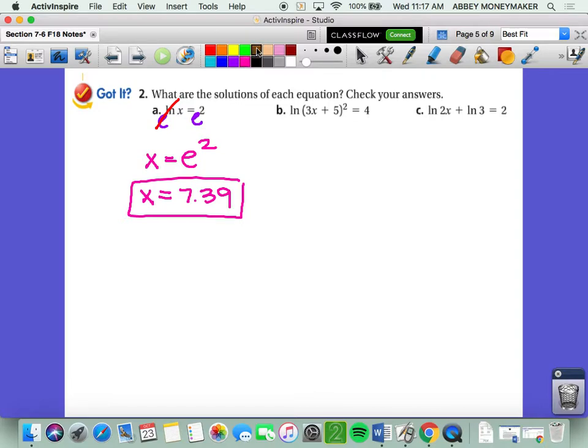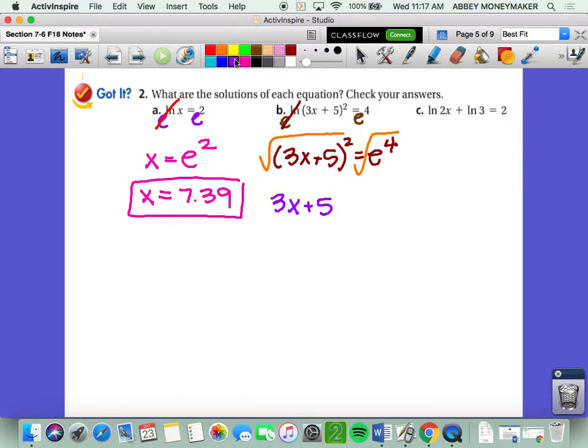Let's look at B. This one's going to get a little weird. Is the natural log by itself? Yep. How do I get rid of it then? E. This is like the one I just walked you through. So you have 3x plus 5 to the second power equals e to the 4th. How do I start solving for x? Square root. I just put in the square root function, so what do I have to have? Plus or minus on that e to the second.